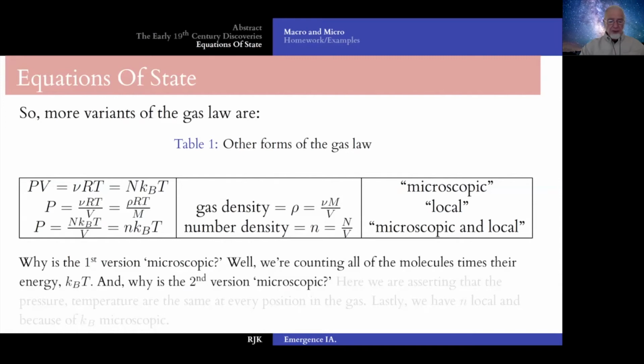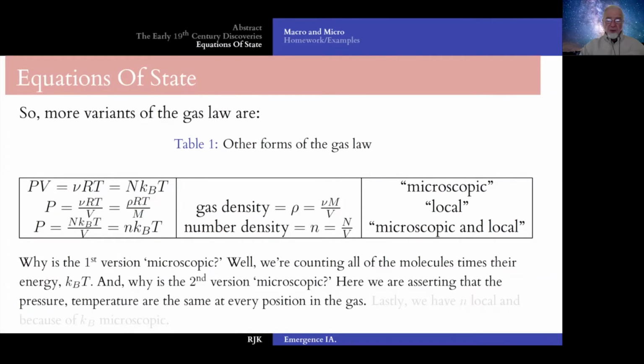So, okay. The first version is microscopic because we're counting all the molecules times the energy. The second version is not microscopic. I'm sorry, it's supposed to say local there. I screwed up in the typing here. I apologize. Here we're assuming that the pressure and temperature are the same at every position in the gas.